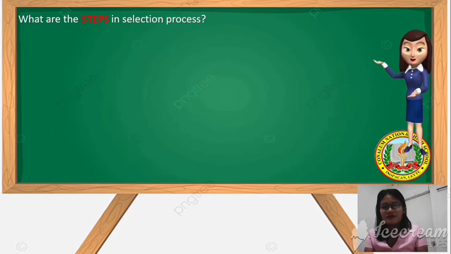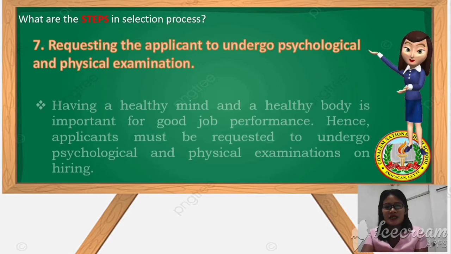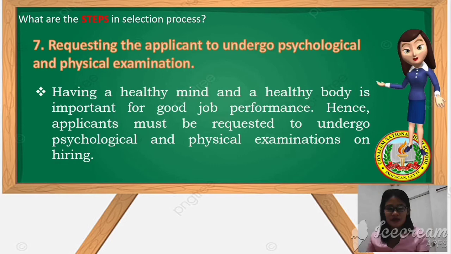Number 7. Number 7 is requesting the applicant to undergo psychological and physical examination. Having a healthy mind and a healthy body is important for good job performance. Hence, applicants must be requested to undergo psychological and physical examinations on hiring.